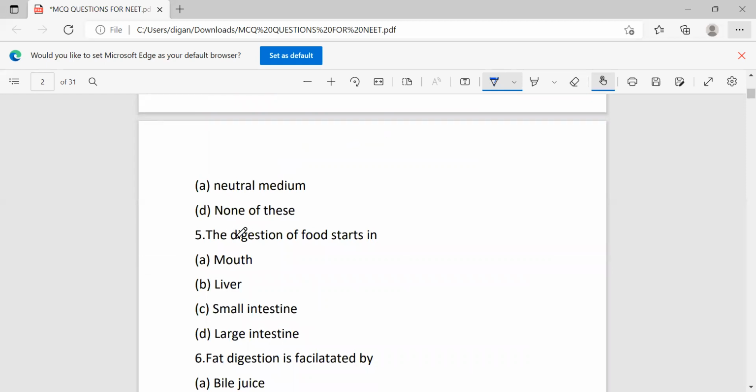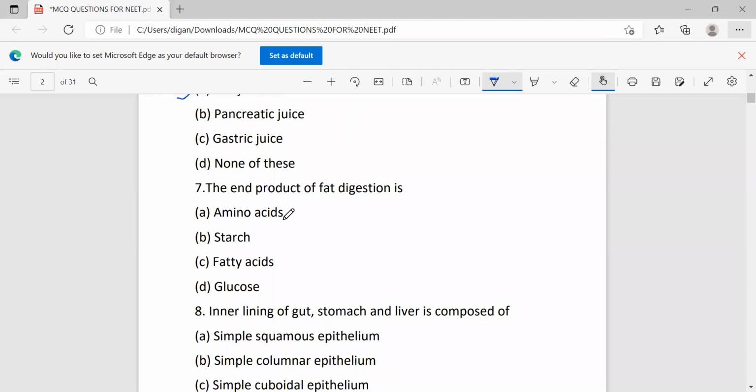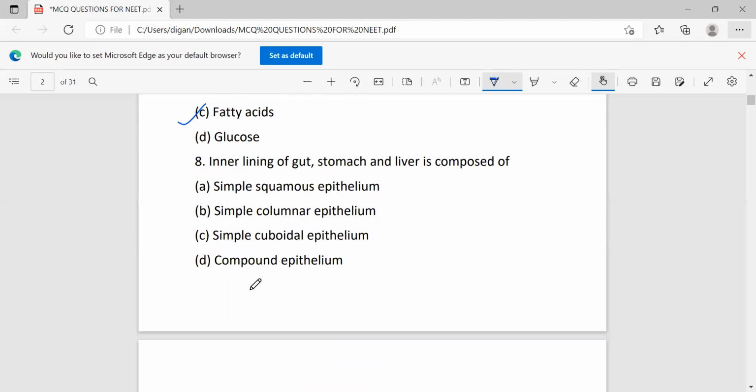Now go for the next question: the digestion of food starts in mouth, liver, small intestine, or large intestine, and the correct option is A, that is mouth. Next, question number 6: fat digestion is facilitated by, four options are given, and the correct option is bile juice. Next question: the end product of fat digestion is amino acids, starch, fatty acid, or glucose, and the correct option is C, that is fatty acid.